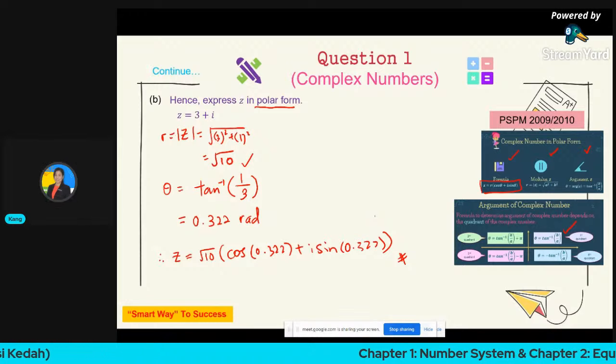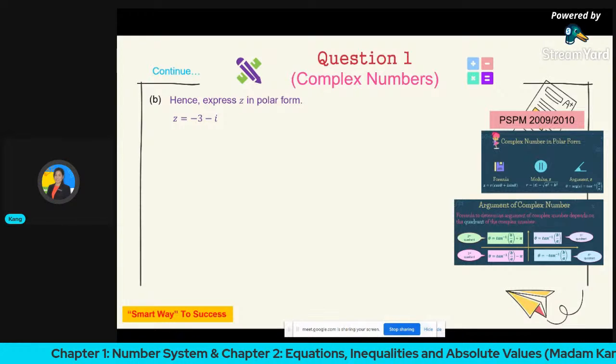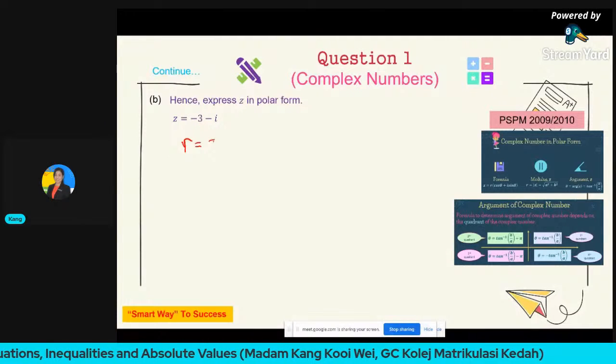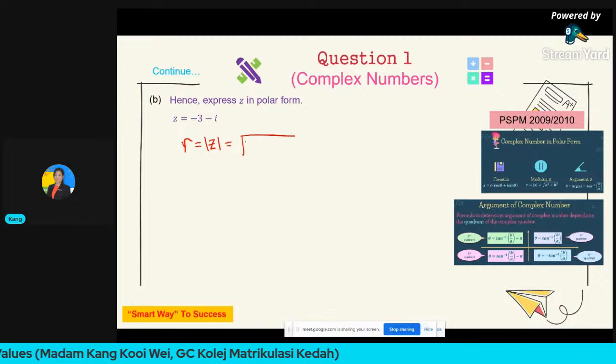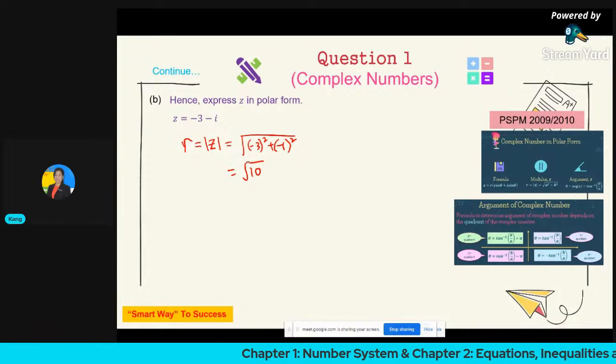Next, we are going to find the polar form for the second complex number. Our very first step, we need to determine the r, the modulus z. It is modulus z equals square root of a is negative 3 squared plus b is negative 1 squared. It is equal to root 10.